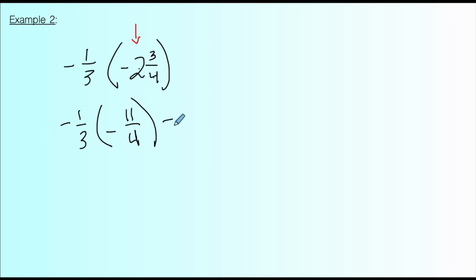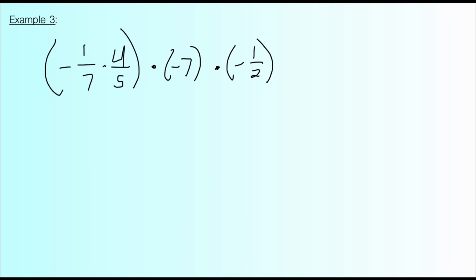And the first thing I like to do is just get the sign down. A negative times a negative is a positive, so I know I'm going to have a positive final answer. Now I'm going to deal with the numbers themselves. 1 times 11 is 11. 3 times 4 is 12. 11/12 is already simplified. And like we had just said, a negative times a negative is a positive. So I know it's positive 11/12.